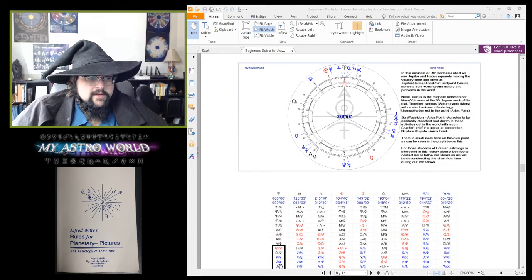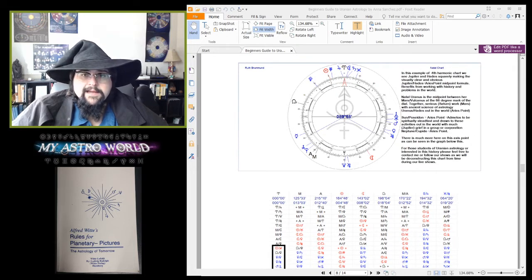And then we also have Mercury Apollon. So there's Mercury. There's Apollon. Mercury Apollon, the midpoint is right about here, and that equals the Aries point. So that's how the midpoints are laid out.